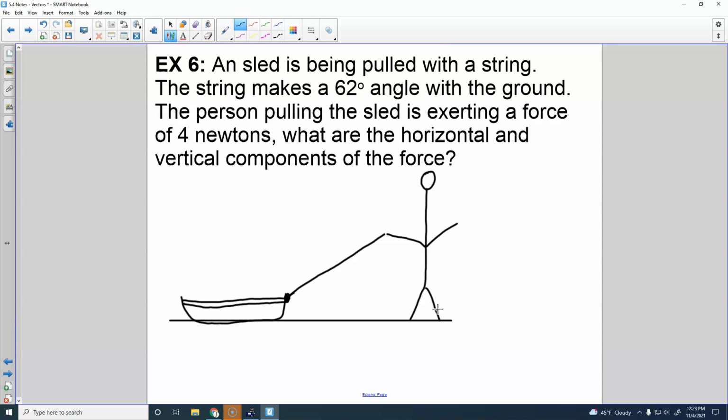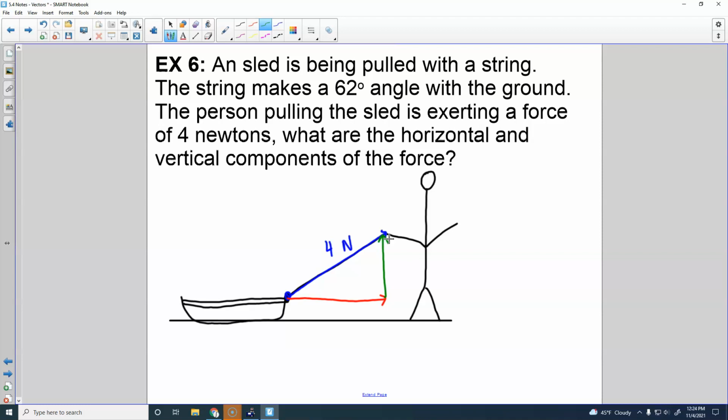So whenever you pull on that rope, you're exerting a force, they tell us, of 4 newtons. The abbreviation for newtons is just capital N. It is a unit of work that we're doing here. So it's a force that is being measured. And so whenever you do that, your force is exerting a horizontal force and a vertical force. Right? Basically, all of that vertical force is wasted.